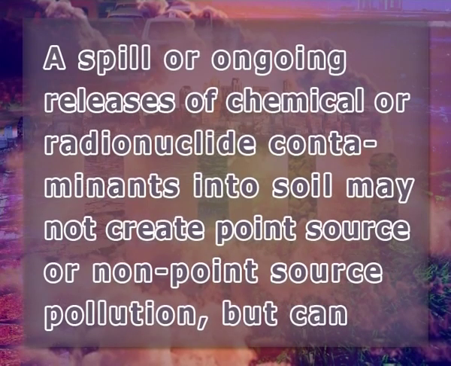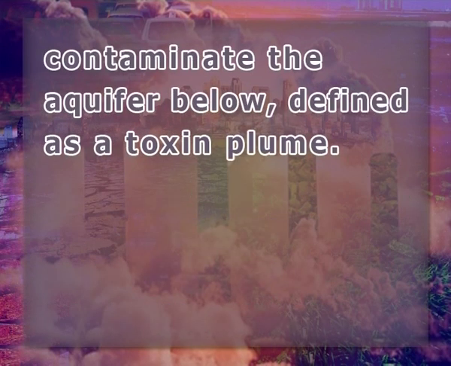A spill or ongoing releases of chemical or radionuclide contaminants into soil located away from a surface water body may not create point source or non-point source pollution, but can contaminate the aquifer below, defined as a toxic plume. The movement of the plume, called a plume front, may be analyzed through a hydrological transport model or groundwater model.